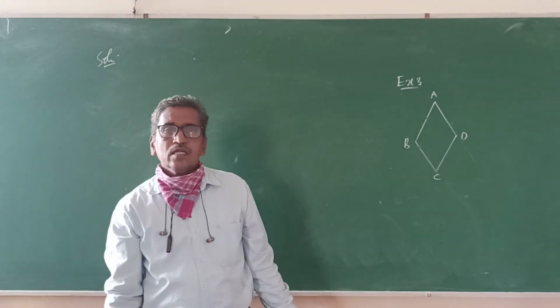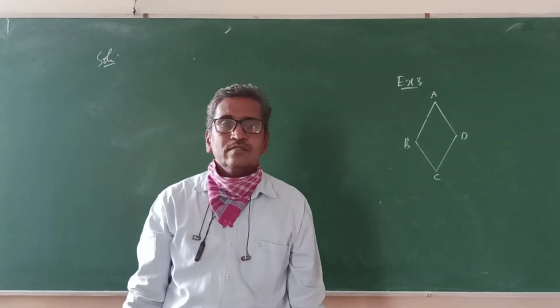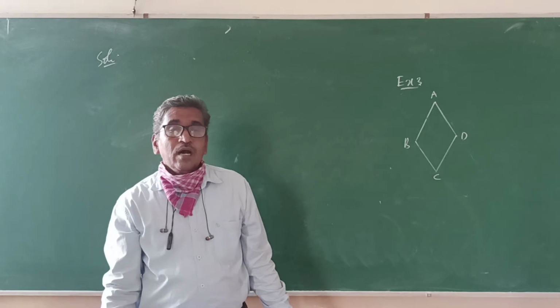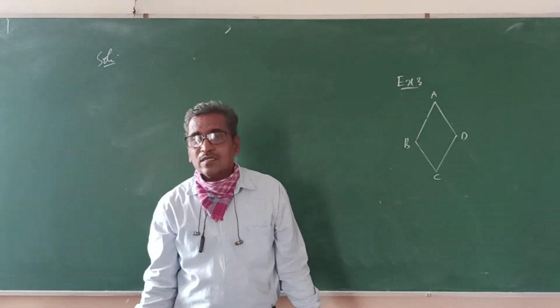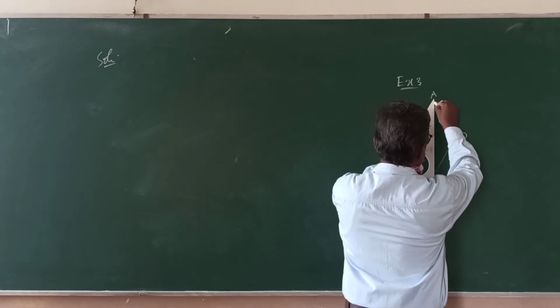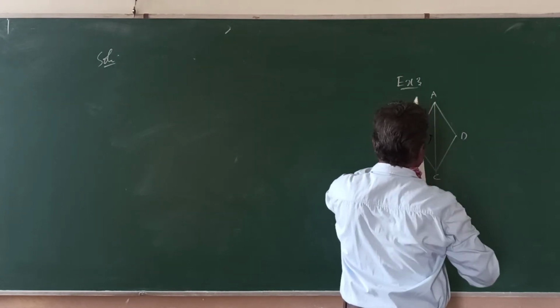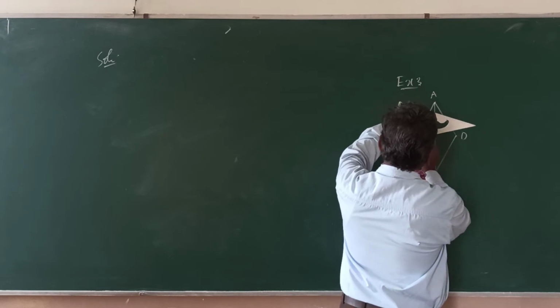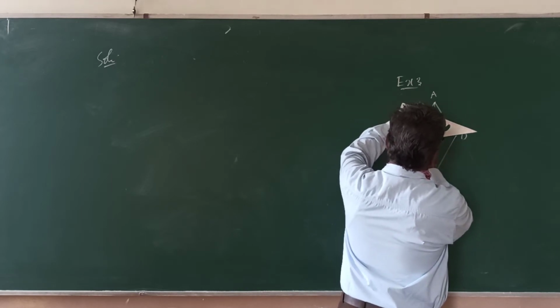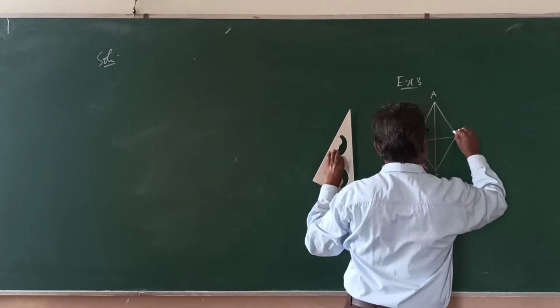All sides are equal. Then diagonals bisect each other at right angles.